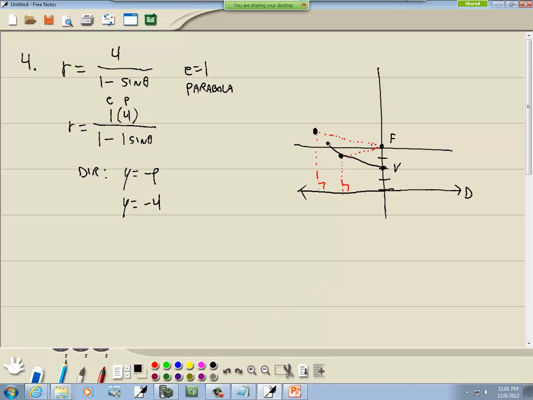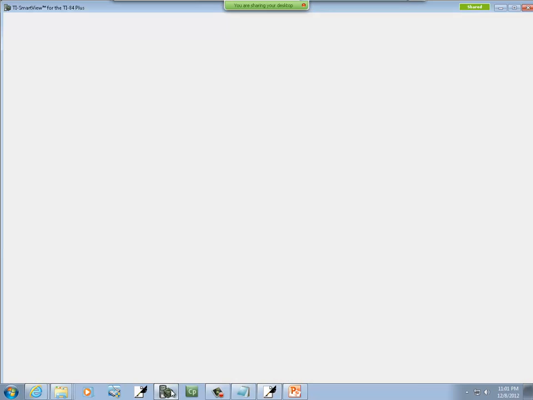You can go ahead and do that. And by symmetry, this side's going to look the same. And that would be our graph. So given the polar form, that's how you can come up with the graph. Now let's take a look at how to do it on our calculator.